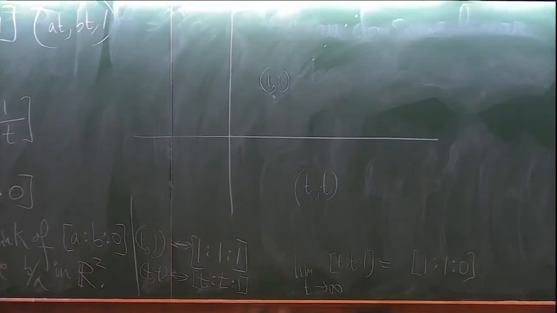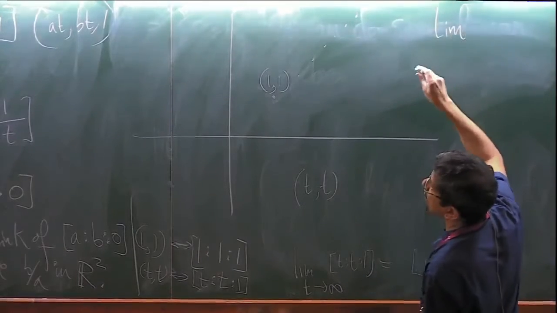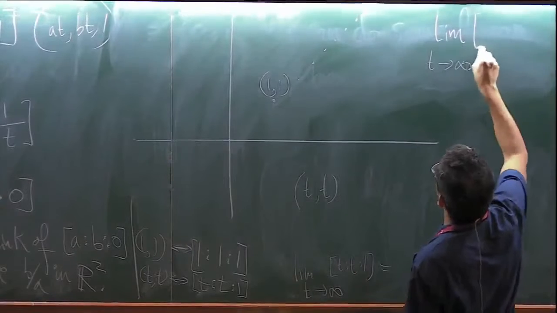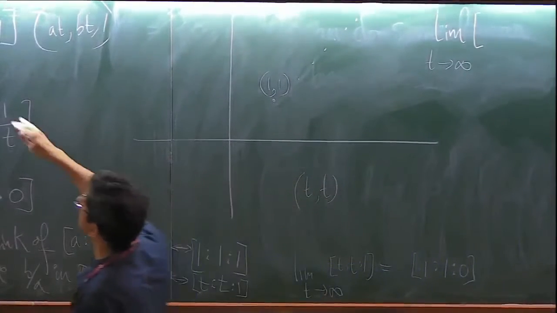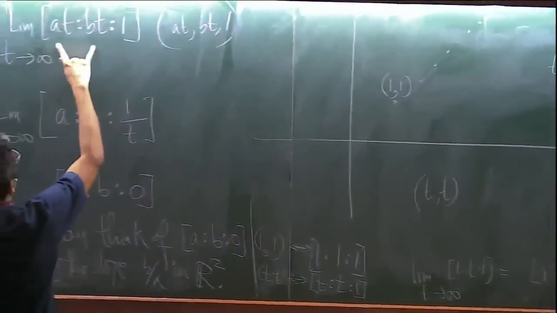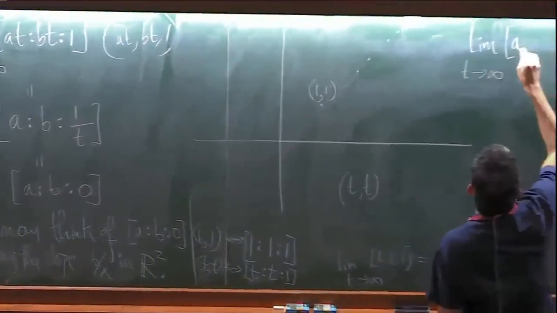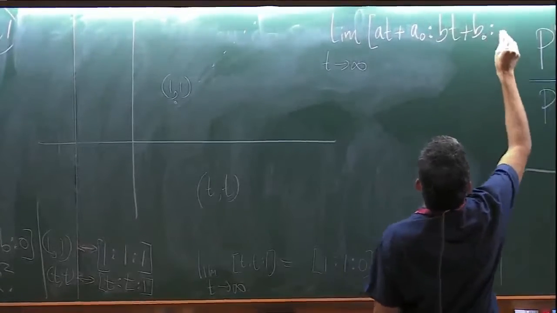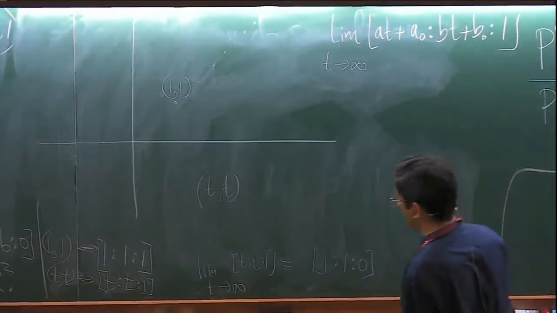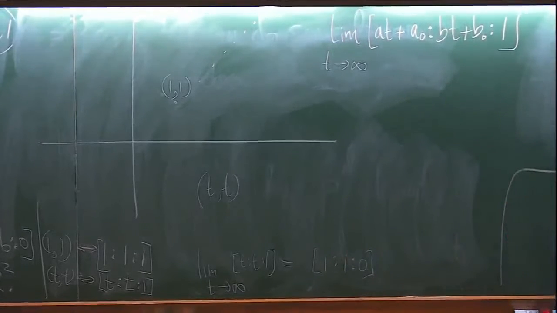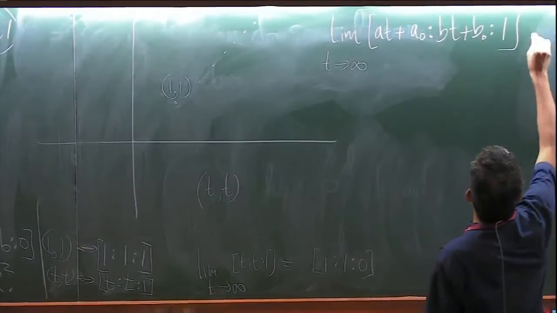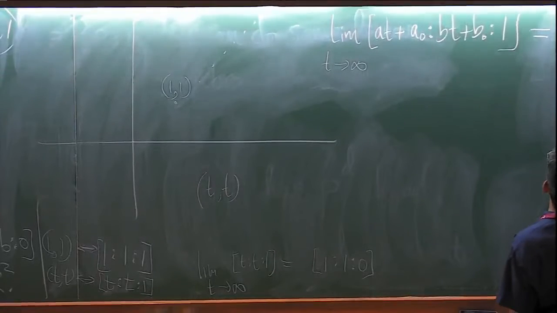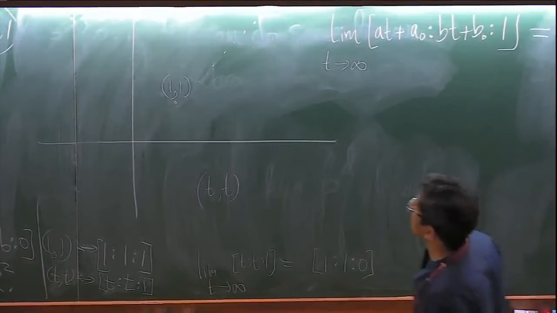One final remark is that similarly, you can take the limit as t goes to infinity, and instead of looking at (at, bt, 1), you can also add a constant and look at a parallel line: at plus a0, bt plus b0, colon 1. You can check by a similar argument that this is also a colon b colon 0. So this parallel line will be somewhere here.